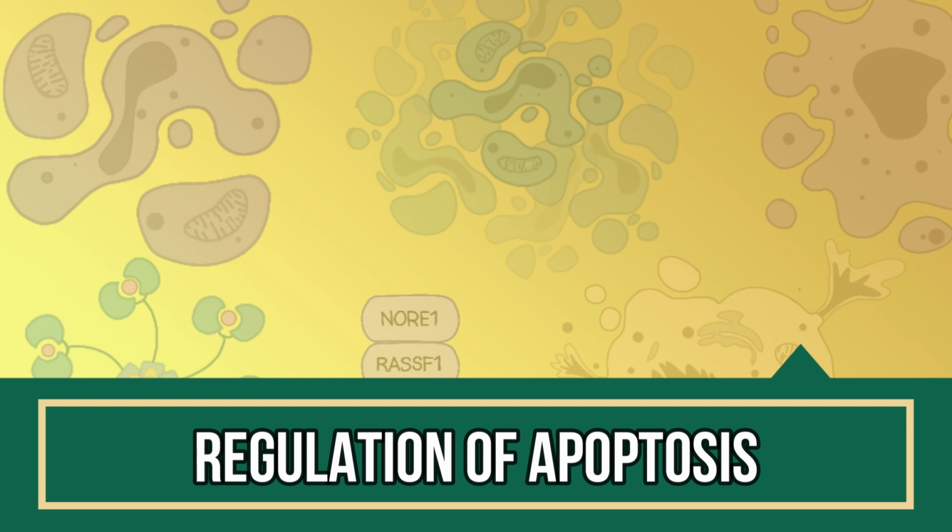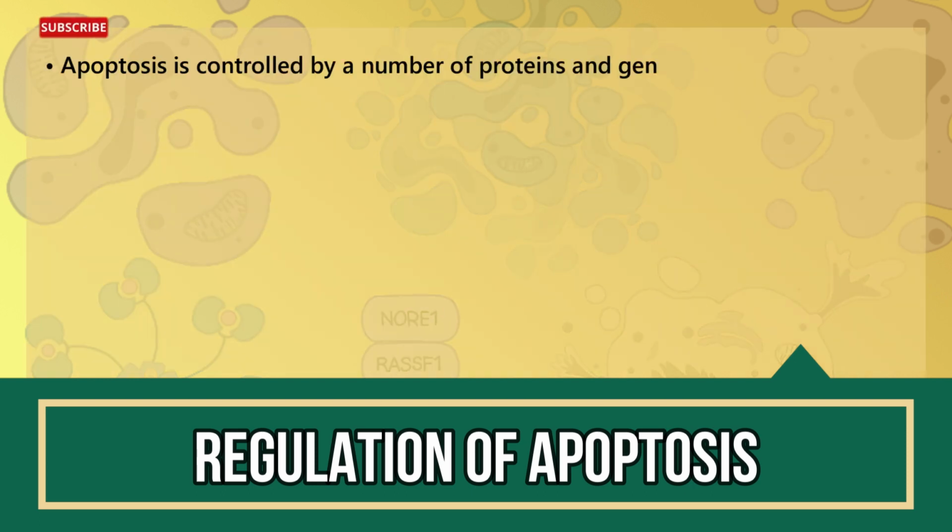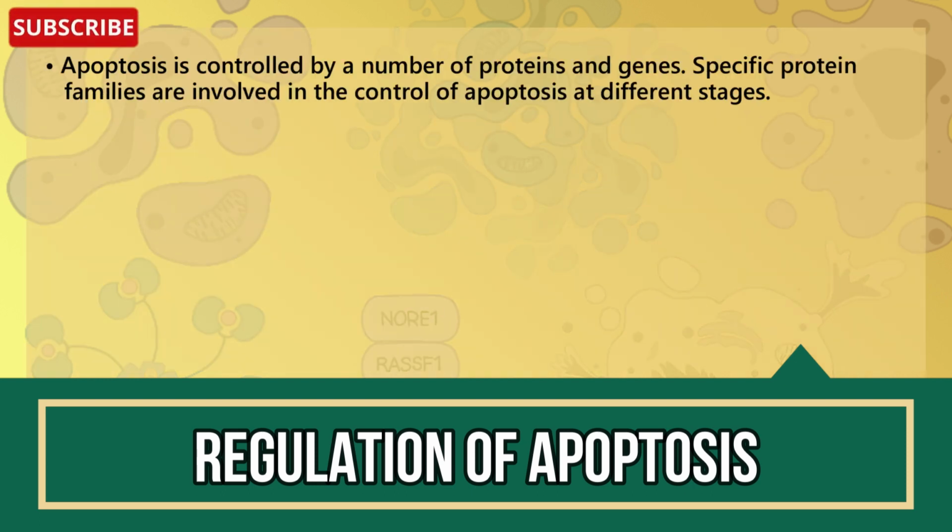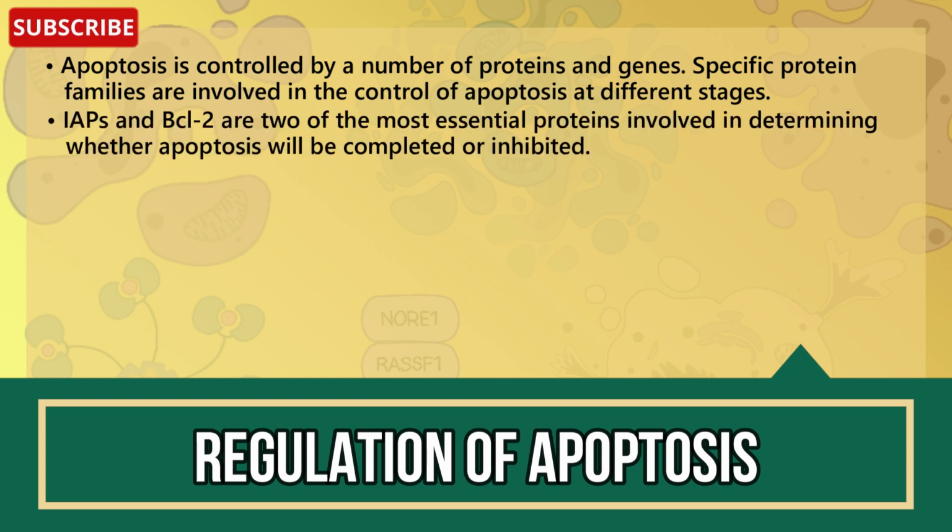Next is regulation of apoptosis. Apoptosis is controlled by a number of proteins and genes. Specific protein families are involved in the control of apoptosis at different stages. IAPs and BCL2 are two of the most essential proteins involved in determining whether apoptosis will be completed or inhibited.